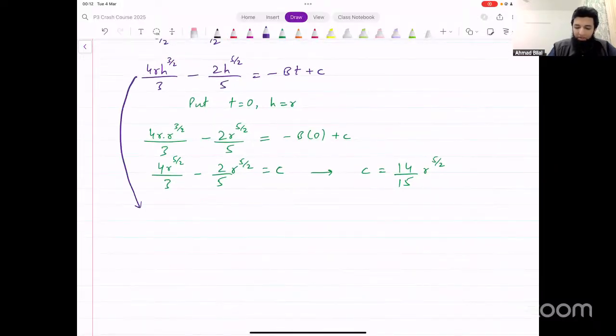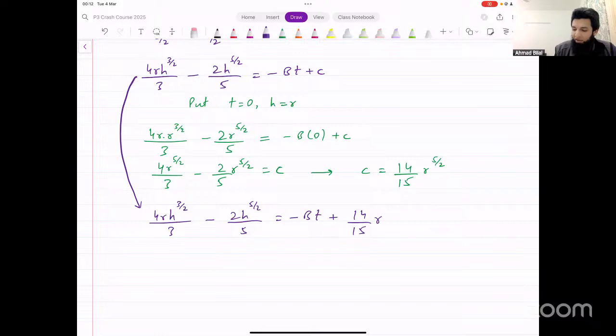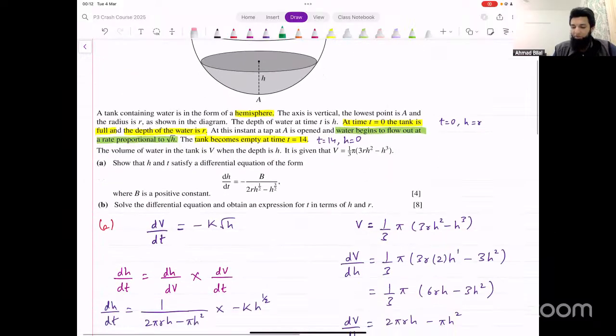Let's input that here. The equation now becomes 4rh raised to the power 3 over 2 divided by 3 minus 2h raised to the power 5 over 2 divided by 5 equals minus bt plus c, which is 14 over 15 r raised to the power 5 over 2. Now we need to find the value of b somehow. For that, we have another piece of information. t is equal to 14, h is equal to 0. At t = 14, h is 0. Let's input that now.